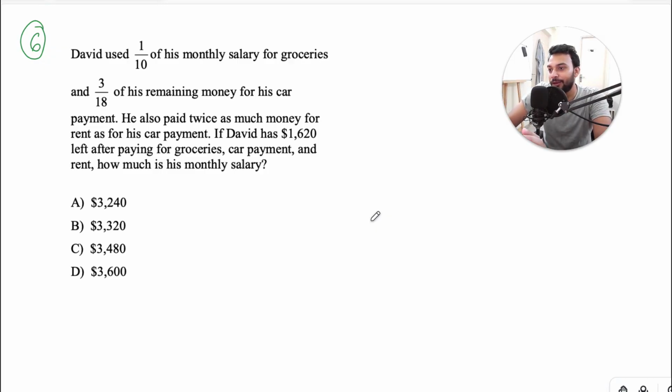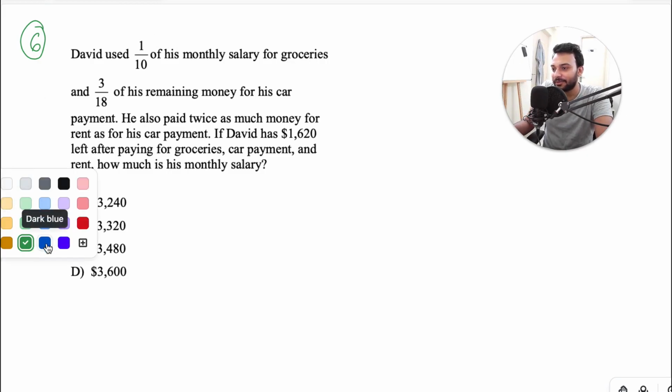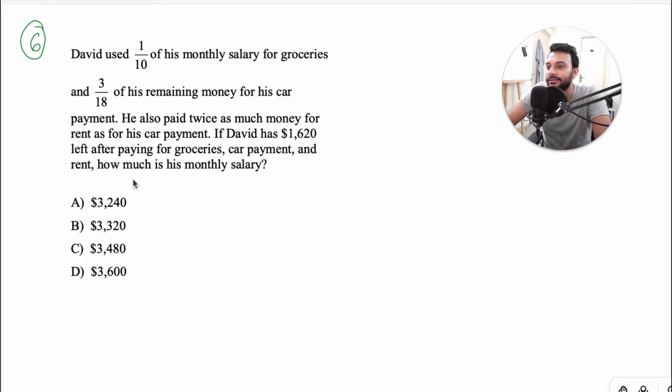Okay, a lot of fractions and a lot of distribution of the salary over different expenses. So let's see how much each expense incurs. David used 1/10 of his monthly salary. Let's say monthly salary is x dollars. So x over 10 for groceries.